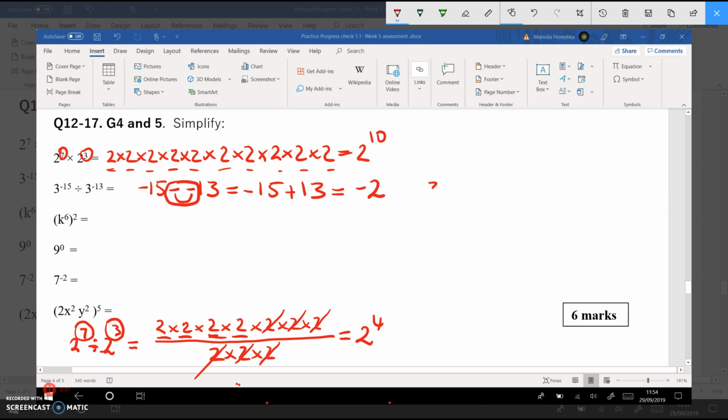So the power of the 3 for the final answer will be minus 2. So 3 to the power of minus 15 divided by 3 to the power of minus 3 equals 3 to the power of minus 2.